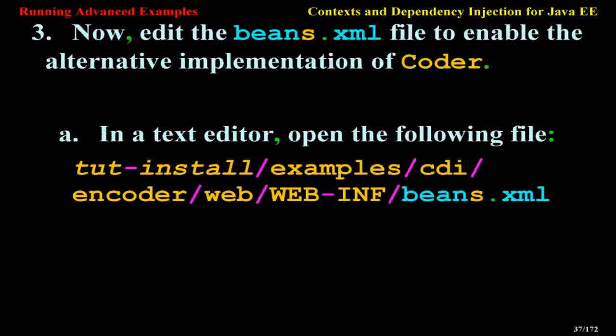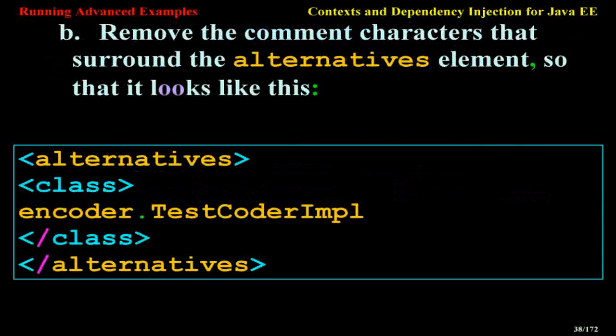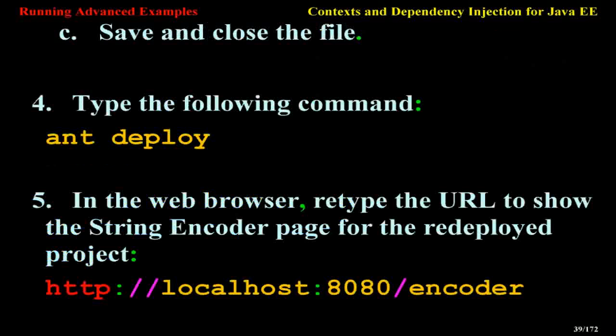In a text editor, open the following file: tut-install/examples/d/encoder/web/WEB-INF/beans.xml. Remove the comment characters that surround the alternatives element so that it looks like this: alternatives, class, encoder.TestCoderImpl, class, alternatives. Save and close the file. Type the following command: ant deploy.